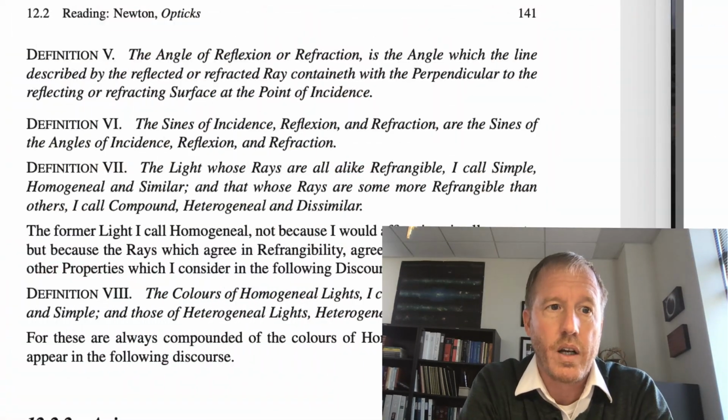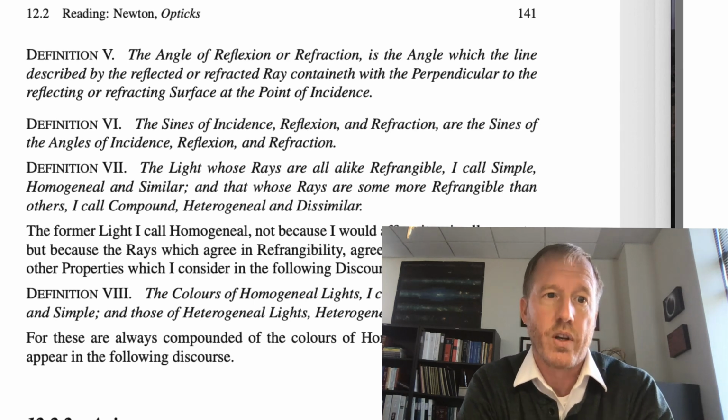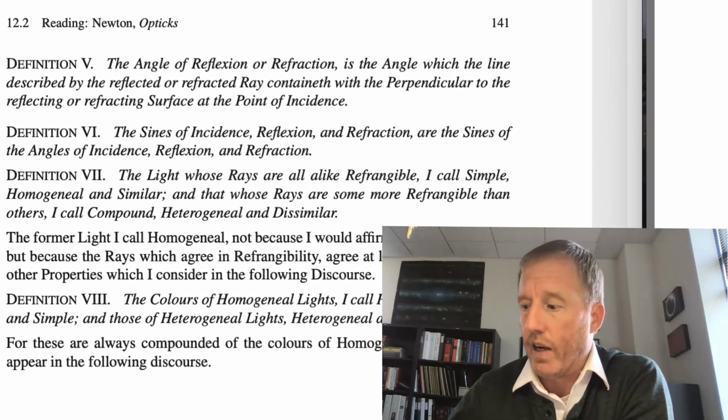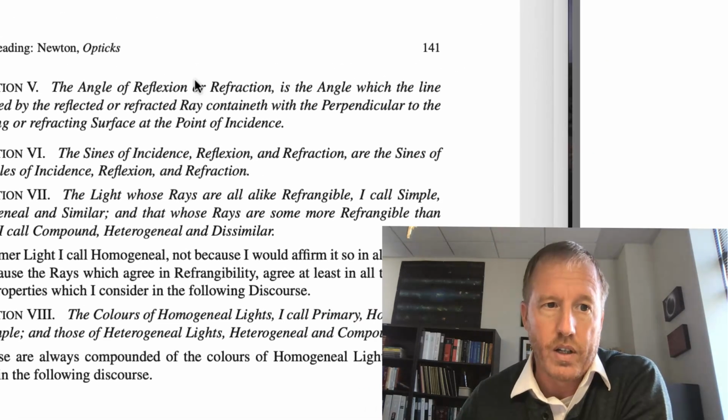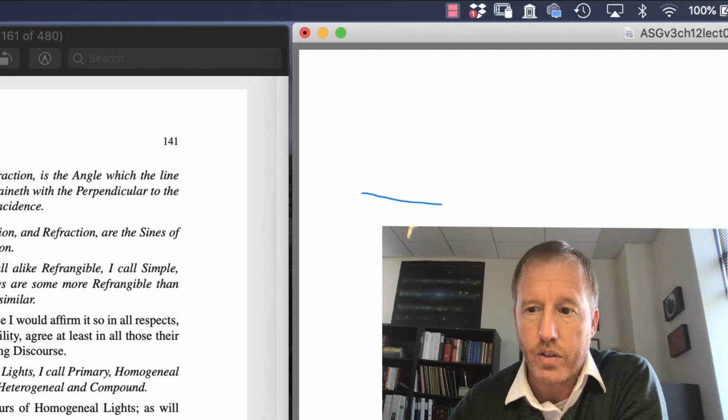In my last lecture, we began looking at Newton's book, Opticks. We looked at the first 5 definitions at the beginning of his Opticks. Let's continue with definition 6. In definition 6, Newton says that the signs of incidence, reflection, and refraction are the signs of the angles of incidence, reflection, and refraction.